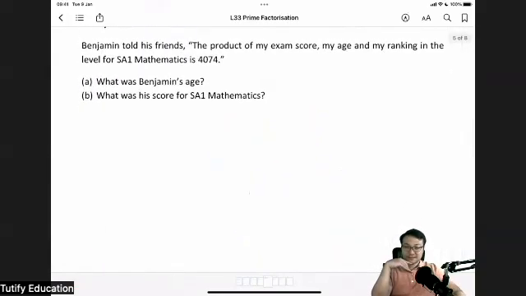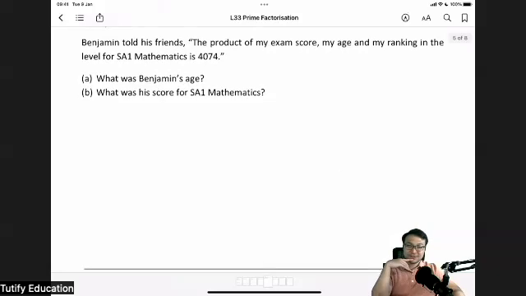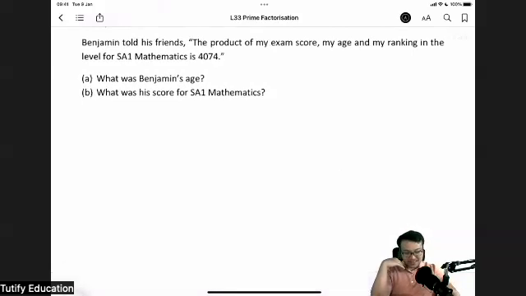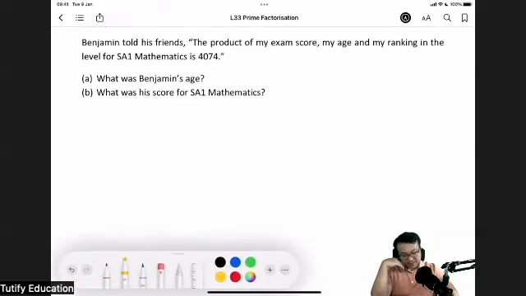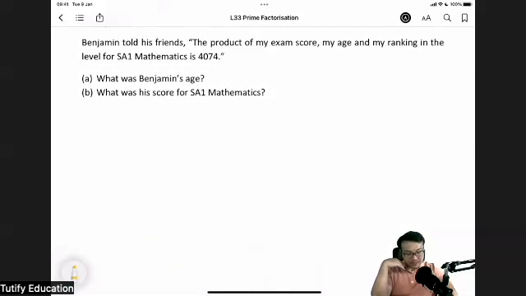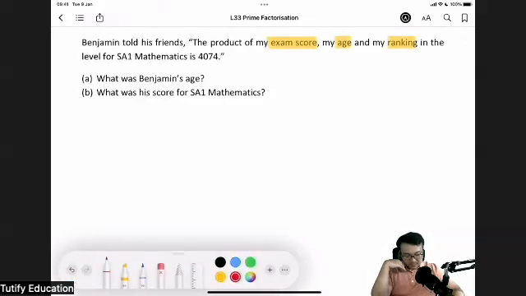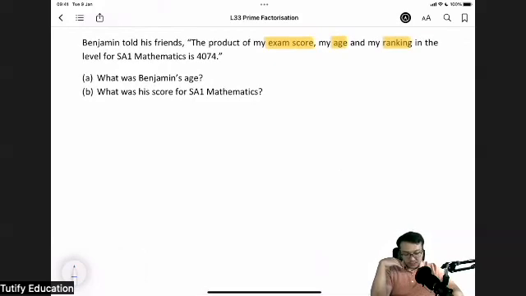Oh, Benjamin. Oh, you told your friends, Benjamin. Okay. So what is Benjamin telling his friends? The product. Okay, that means he's multiplying. What is he multiplying? He's multiplying his exam score, his age, and his ranking. Okay? So Benjamin multiplied his score, his age, and his ranking, and what happened? He got 4,074.